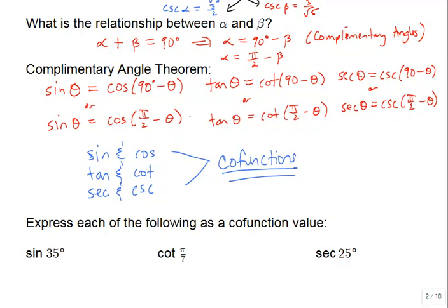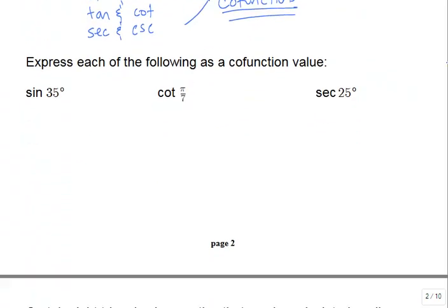So that if you look at sine of an angle, then that will always equal the cosine of its complement. Tangent will equal the cotangent of the complement angle, and secant will equal the cosecant of the complement of the angle. So let me show you an example here of how this might be used.